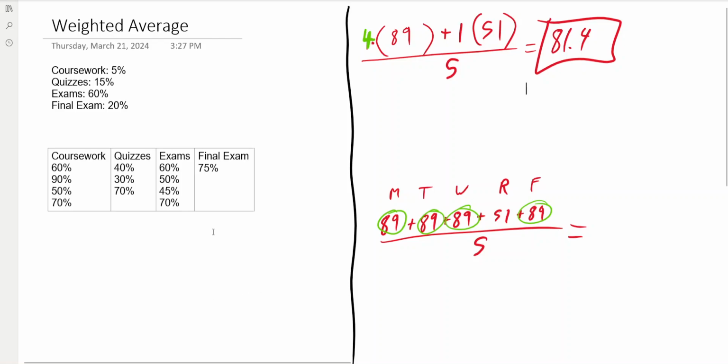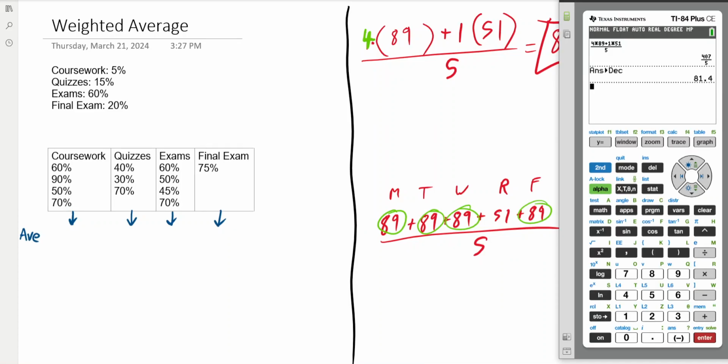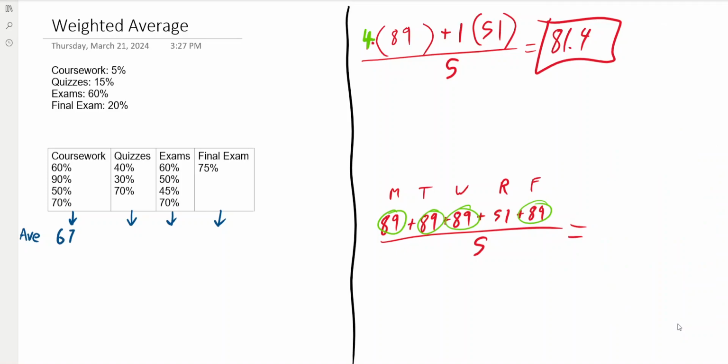So let's go back to a weighted average with a course. So what we're going to do is we're going to first find the average for each of these categories. Now, we should probably know how to do that. It's just going to be 60 plus 90 plus 50 plus 70, and then all divided by 4 because there's 4 items in that category. So 67.5 is the average in that category.